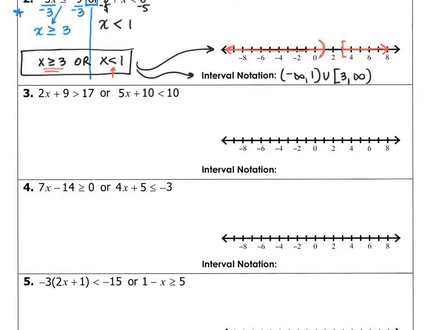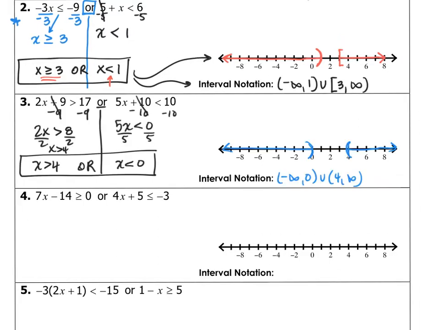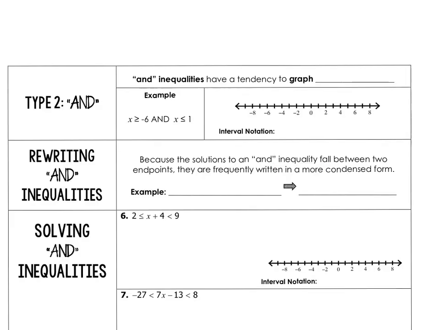Go ahead and try number 3 and answer the questions along the way. Okay, so now that you have tried number 3, here's the solution to number 3, solved out, graphed out, and in interval notation. So now that we've taken a look briefly at type 1 OR inequalities, it's time to take a look at type 2, the AND inequalities.